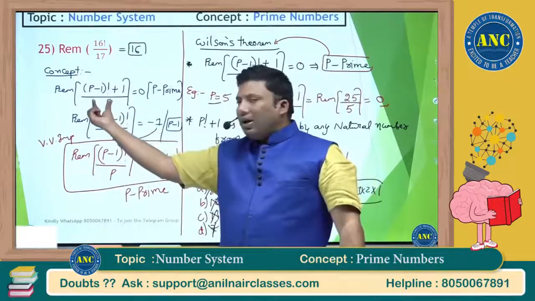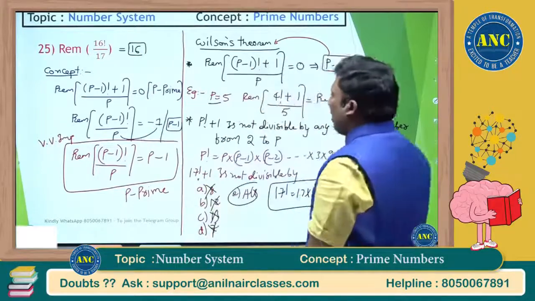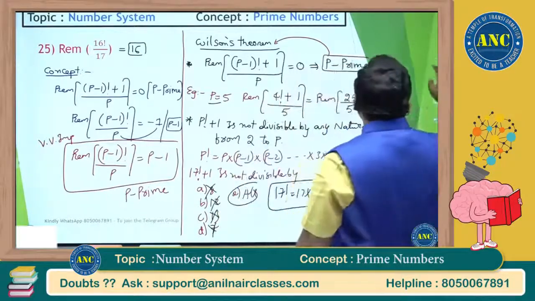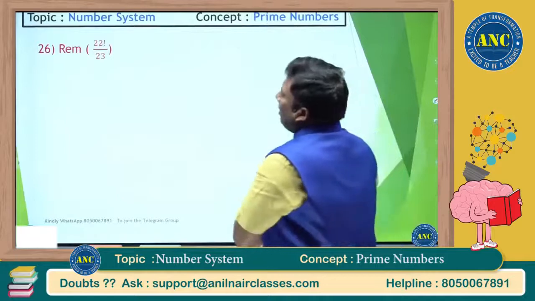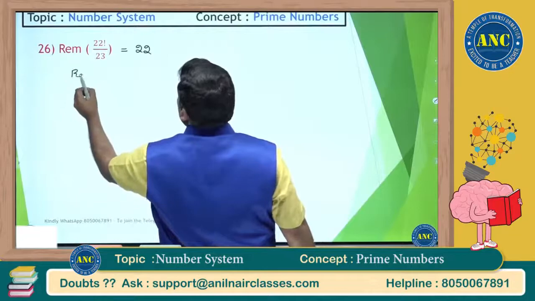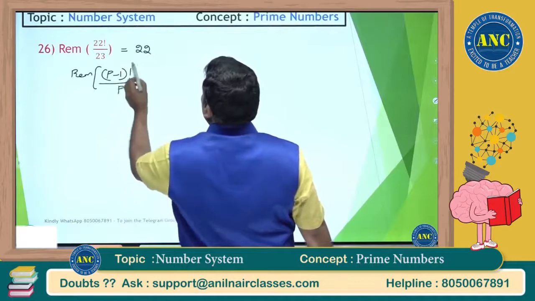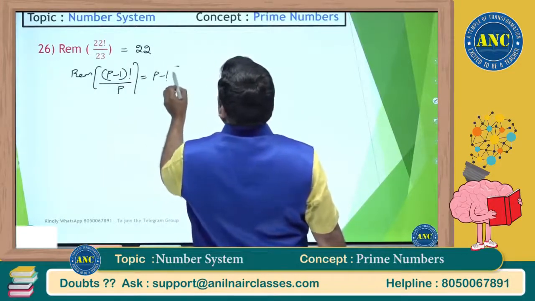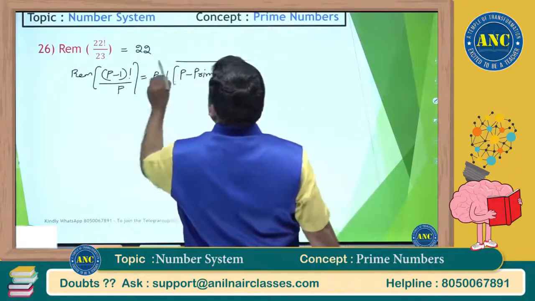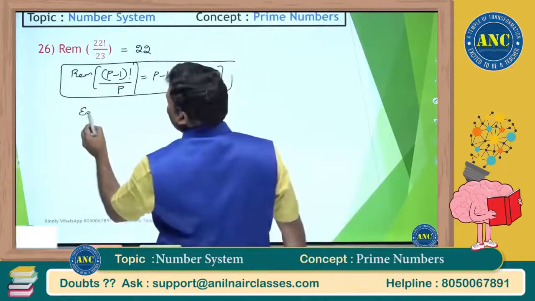We only want (p minus 1) factorial by p. Plus 1 goes to the right hand side, minus 1. Negative remainder is minus 1; positive remainder, it will be p minus 1. I hope the idea is clear. 22 factorial by 23 is 22. The concept is (p minus 1) factorial divided by p is p minus 1 when p is prime. We can do this if the question is like this.